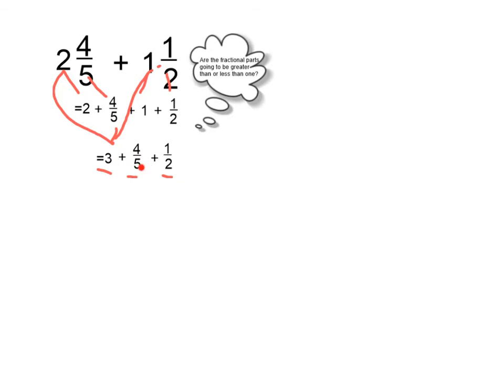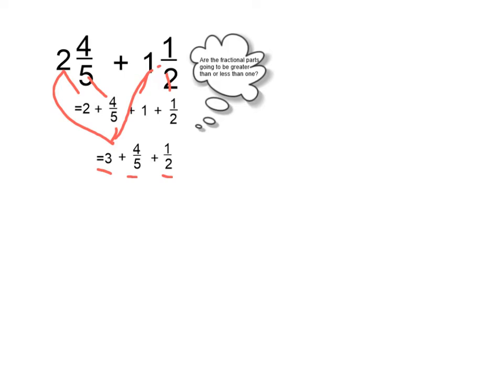Because half of 5 is 2.5, and 4 is greater than that. So 4/5 is more than a half. And I have 1/2. So if I add a number that's more than a half and a half, the sum of those is going to be more than 1. Okay? So I have 3 plus 1 and something. So my answer is actually going to be over 4.